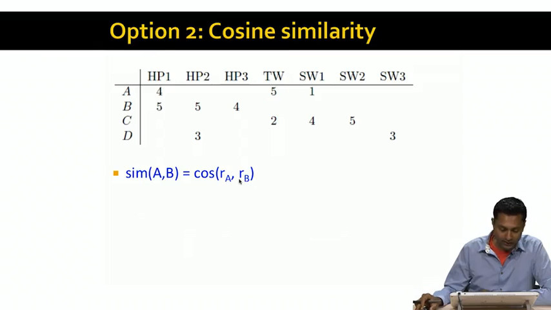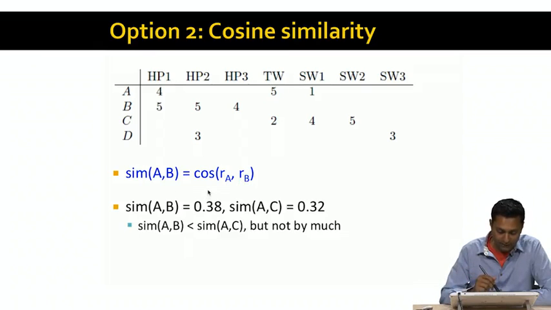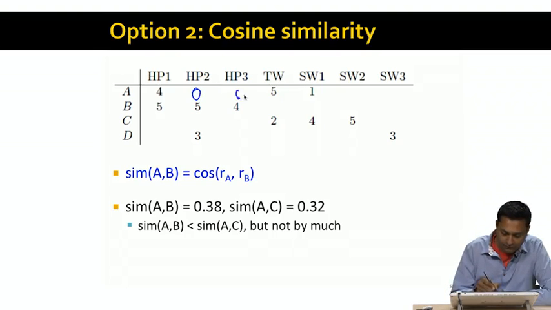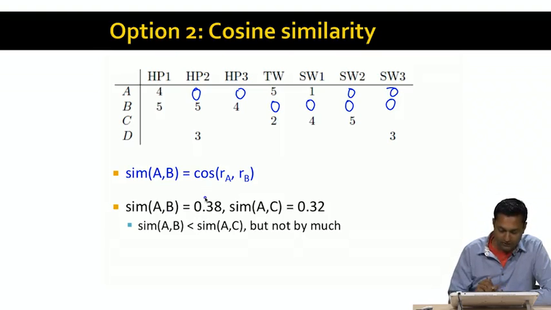And let's compute the similarity of A and B. Notice, to compute the cosine similarity, we have to insert some value for the unknown ratings. The simplest thing to do is to treat them as zeros, right? Suppose we treat all these unknown values here as zeros, and compute the cosine of the angle between A and B. When you do that, the cosine turns out to be 0.38. And similarly, when you compute the cosine of A and C, it turns out to be 0.32.